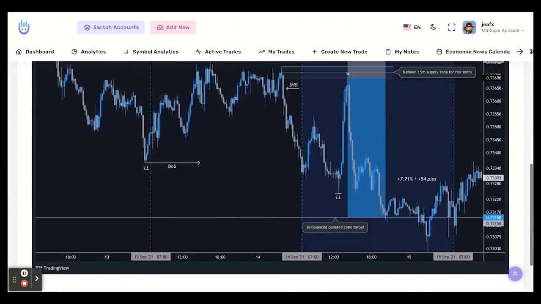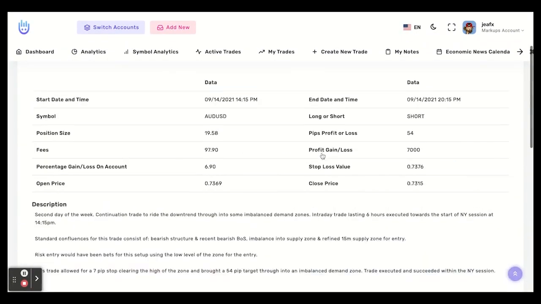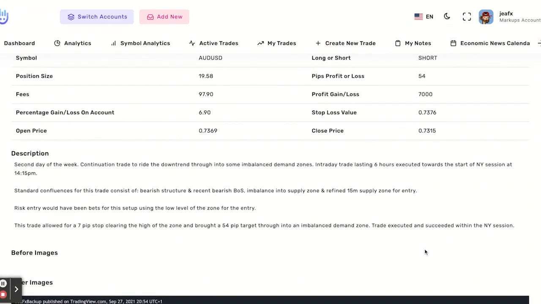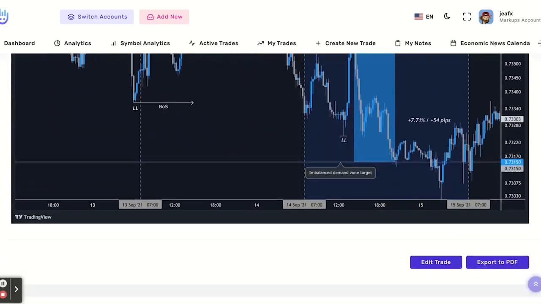So as you can see, we have our in-depth markup there. Then we can write a description, something a little like this. Trade taken on the second day of the week. It was a continuation trade to ride the downtrend through into some imbalanced demand zones. The intraday trade lasted 6 hours and was executed towards the start of the New York session at 2:15 p.m. We can input the confluences for the trade, whether we used a risk entry or a confirmation entry, and then we can actually write a little bit about the stop loss, why it was placed there, and why our target was placed where it was. So as you can see, we can put a lot of depth in here.